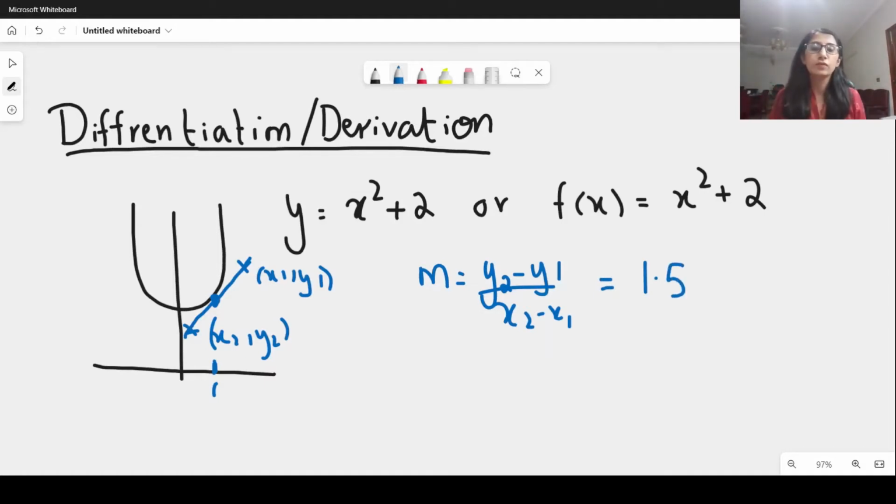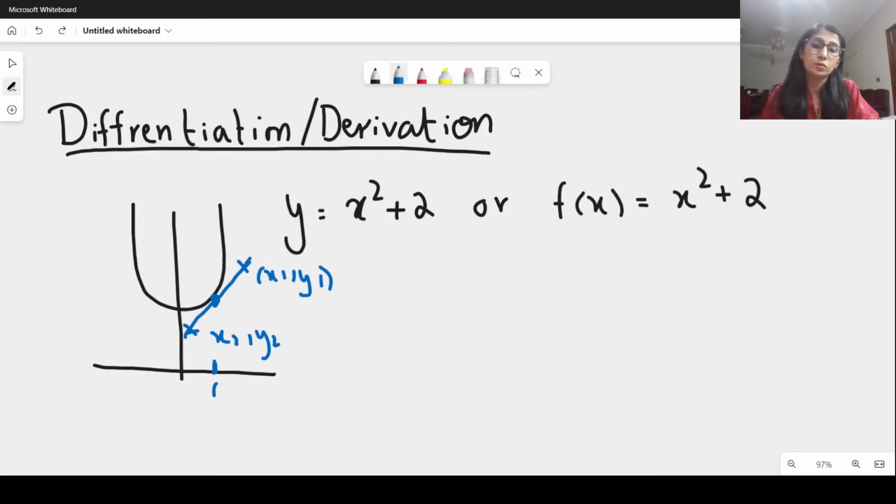Now, everybody in the classroom would get a different answer because this is an estimated gradient. It relies on the accuracy of the tangent that we've drawn. So it won't be a fixed answer for everyone, and it will be an estimated answer. Now, that is where derivatives come in handy.